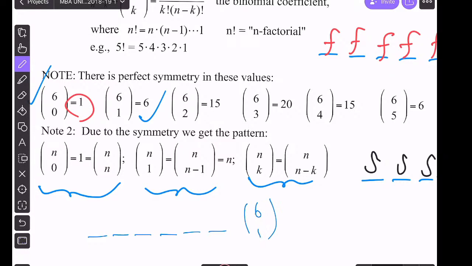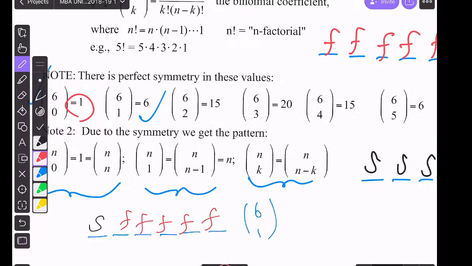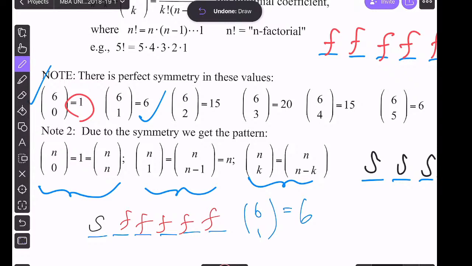So 6 choose 1, 1 success out of 6 trials. So I'll use color coding. So 1 success and the rest are failures. How many ways are there of seeing that? The answer is 6. Because what I can do is just move the S over, right?